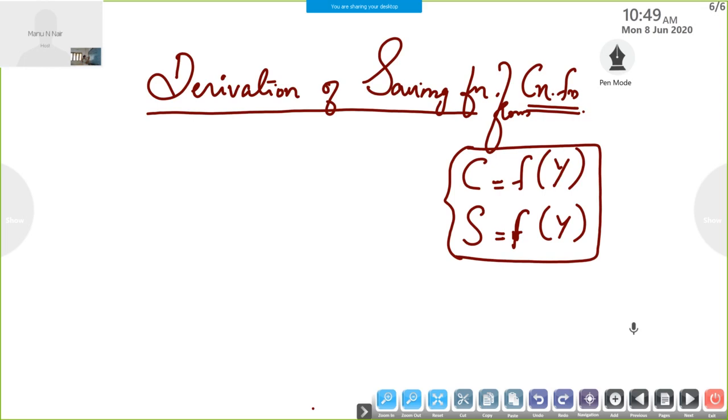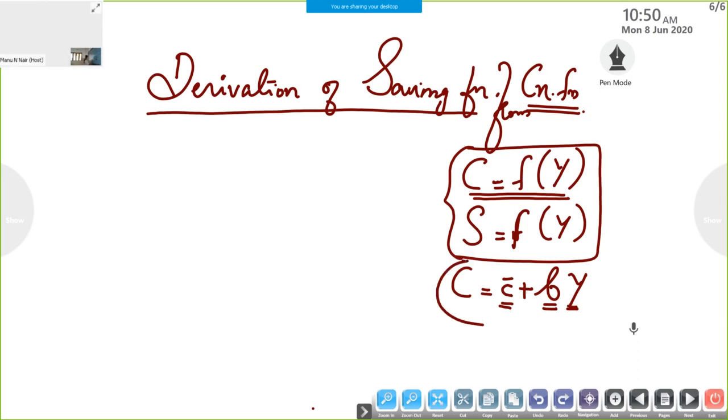Then we should know, from here we got an equation, that is C is equal to C dash plus BY. C dash shows autonomous consumption, B shows MPC, and Y shows level of income. Already we studied this. In order to derive saving function, we need consumption function or consumption equation, because we are deriving saving function from consumption equation.